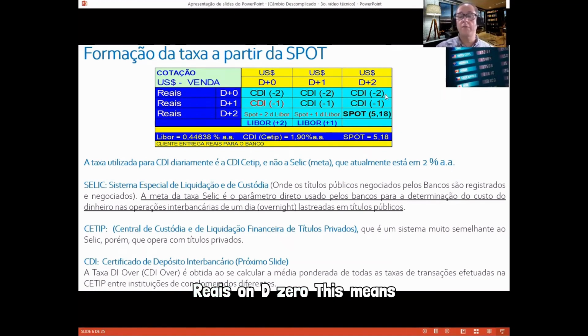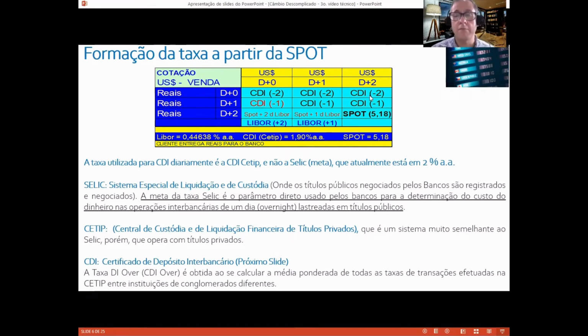Reais on D0. This means they're closing on Friday in my example and already want to deliver the reais to the bank on D0. But they don't mind if the dollars are sent abroad on D2. So reais on D0 with currency on D2. It's right here, which means I have to take this spot rate and make an adjustment to it. Subtract 2 days of CDI.